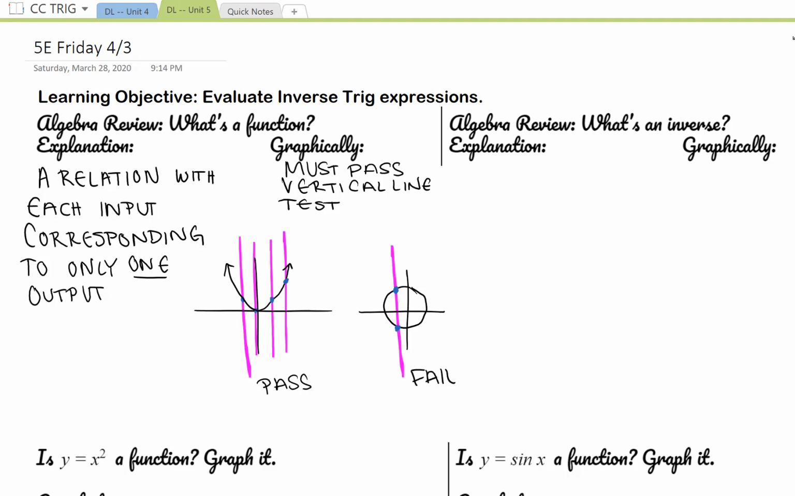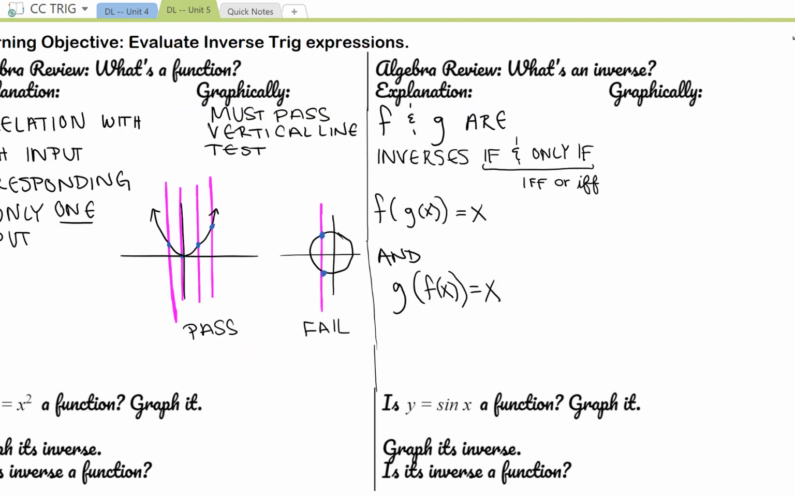Some more algebra review. What's an inverse? F and g are inverses if and only if f of g of x is equal to x and g of f of x is equal to x. This is called composition of functions, where you would actually replace the variable with the entire other function and then vice versa to check to see if they are inverses.